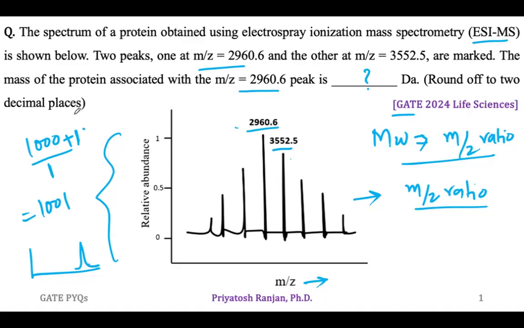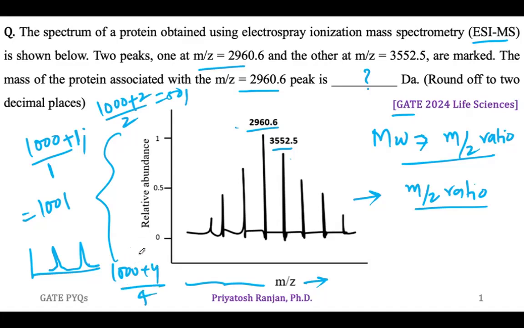1001. Now what if the charge on the biomolecule is 2 because of the protonation? So 1000 plus 2 divided by 2, and this value is going to be 501. So you will see a peak somewhere here. Here you are going to have lower m by z value, and then you have a higher m by z value. Similarly, for 4, you are going to have 1000 plus 4 divided by 4. 4 is the charge. Why am I adding 4? Because those positively charged proton ions will also contribute to the mass. So this is going to be 251.